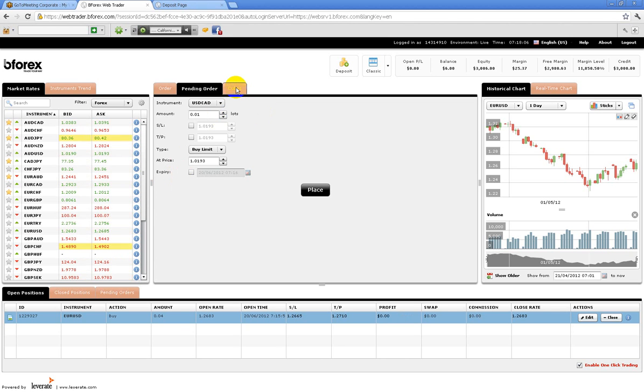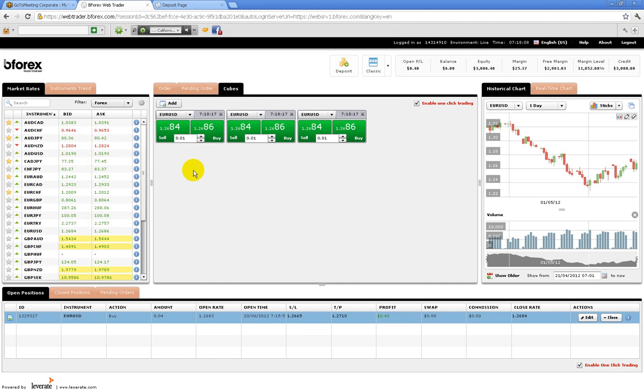Next to pending orders, you have the cubes. Cubes are basically the same thing. You can choose your symbol, your instrument. Here you have the sell rate and the buy rate, and here you have the lots. You can take off any cubes. Remember, this is the time given for every single instrument. You can change instruments, or you can add an instrument.